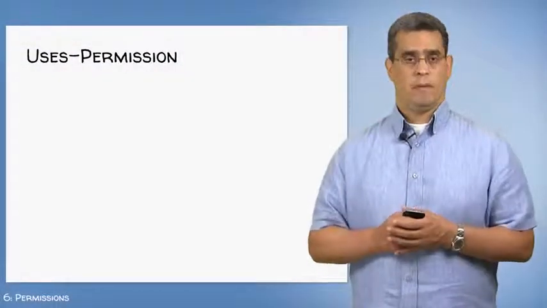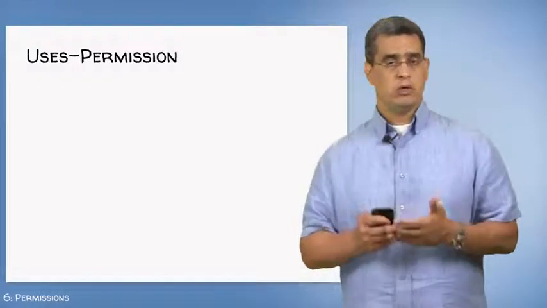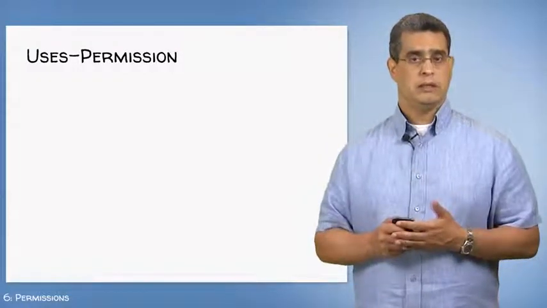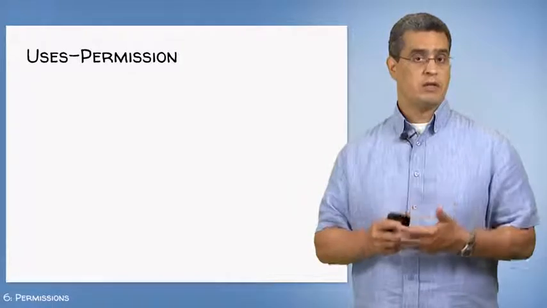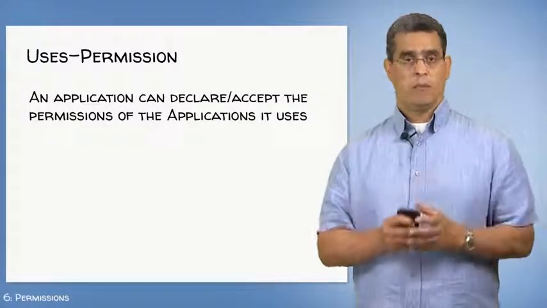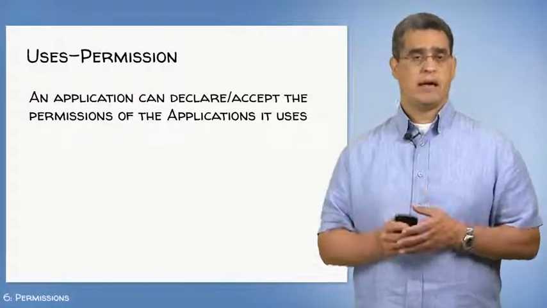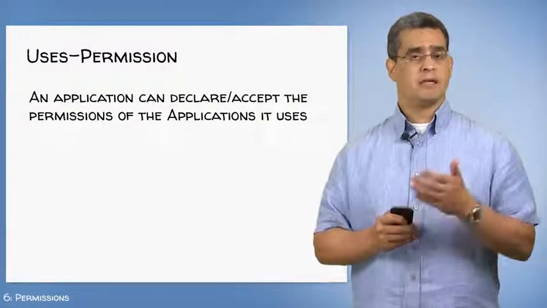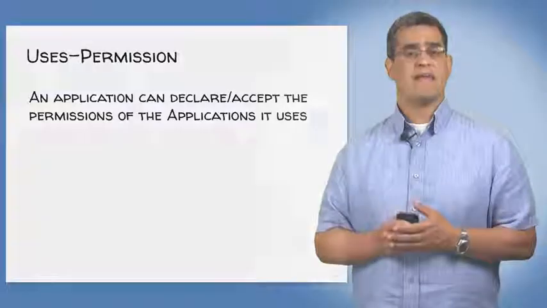So let's fix that problem. Now if Boom User wants to use the Boom application, then it has to first declare that it uses the boom_permission. To do that, it will put a uses-permission tag in the AndroidManifest.xml file. Let's see that in the code.